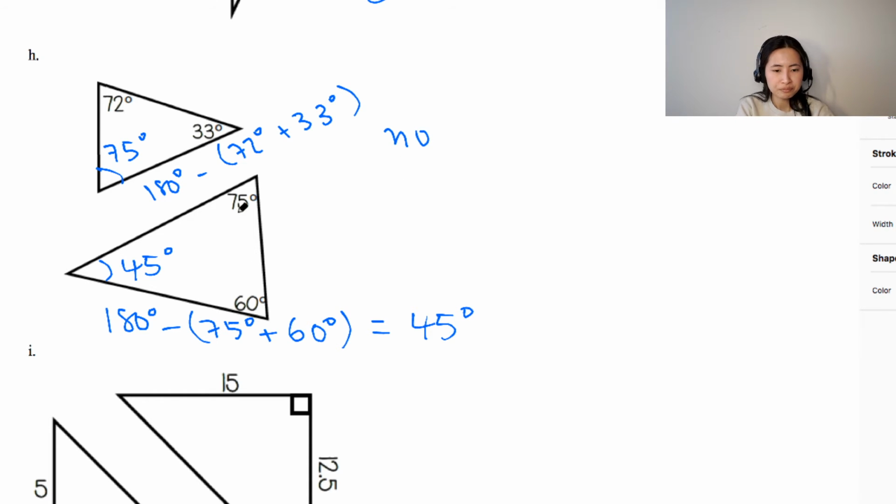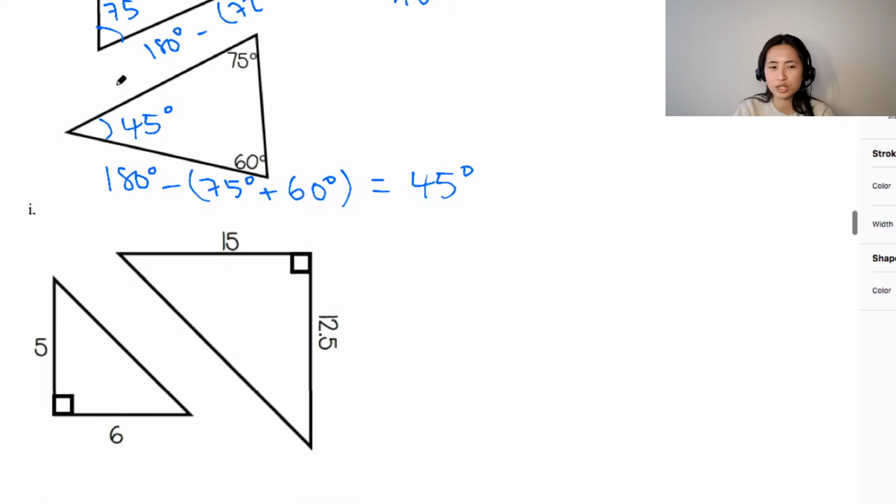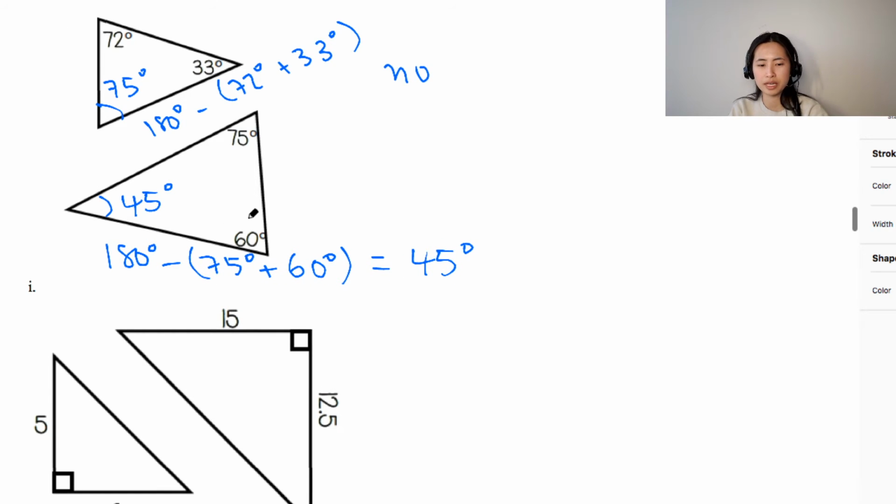Therefore, you can't say that they're similar based on the triple A's, which is angle, angle, angle. So yeah, you can't just have one. It has to be three angles, or at least two, for you to tell that the third angle would be the same.